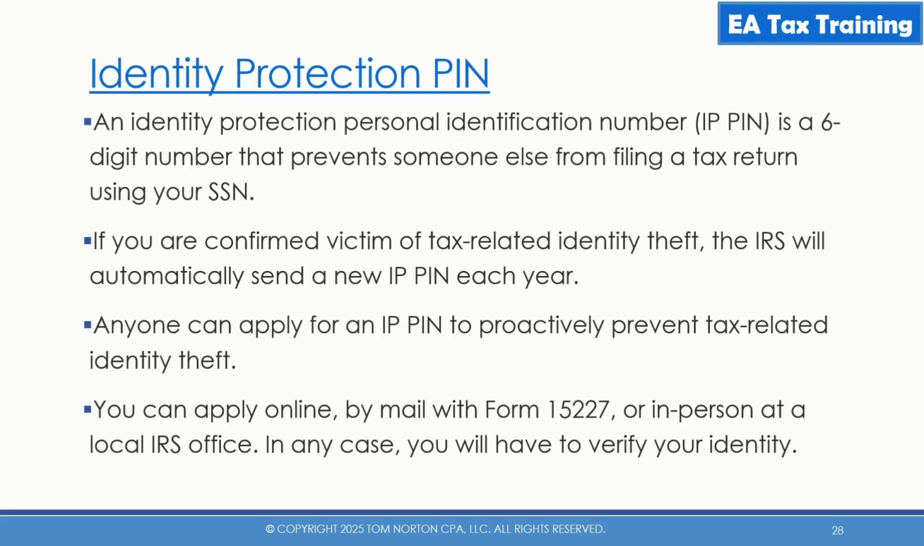Identity protection PIN, we did talk about this previously. It's a 6-digit number that prevents someone else from filing a tax return using your Social Security number. If you are a confirmed victim of tax-related identity theft, the IRS will automatically send you a new PIN every year. They send it in the mail, but anyone can apply for an IP PIN to proactively prevent tax-related identity theft. You can apply online, by mail with this Form 15227, or in person at a local IRS office. No matter how you do it, though, you are going to have to verify your identity.